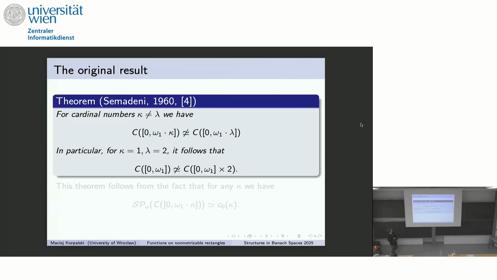But particularly, he showed that the space of continuous functions on the ordinal space [0, omega 1] is not isomorphic to any finite or even infinite power of itself. And this stems from the fact that if we calculate the Semadeni-Pełczyński derivative for this space with kappa here, this is C0 of kappa. So of course, as this is an isomorphic invariant, such spaces for different kappas cannot be isomorphic because they would have a different number here.